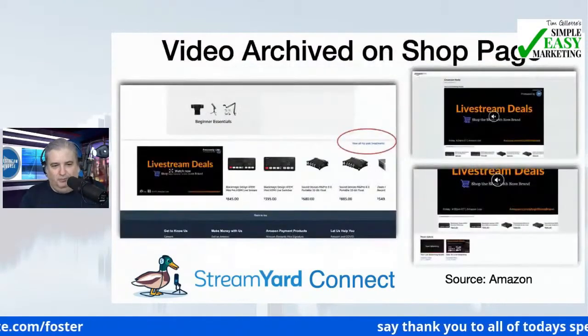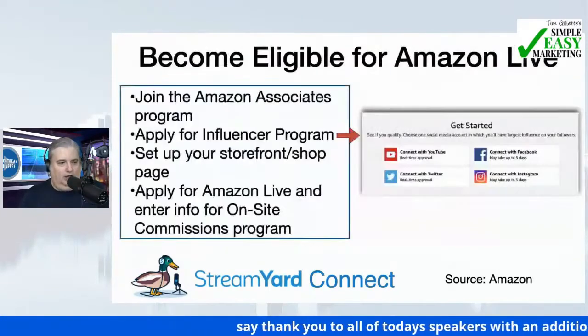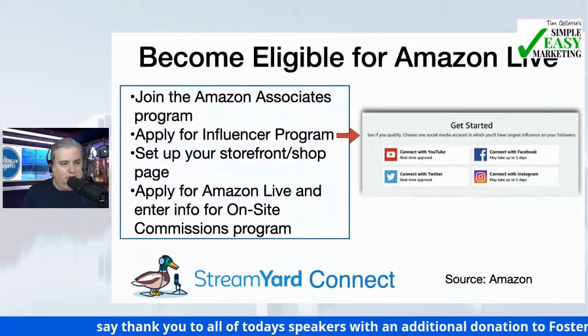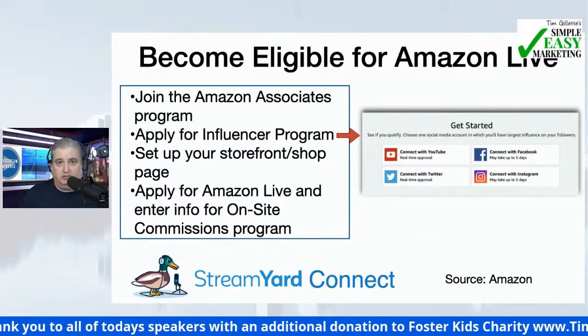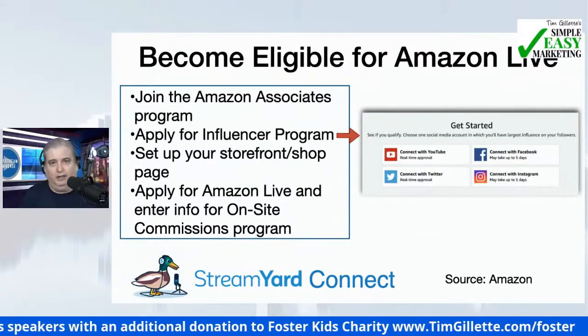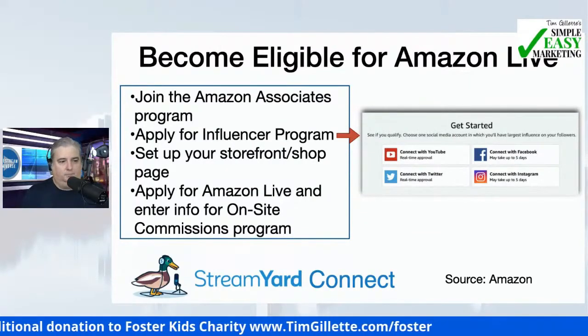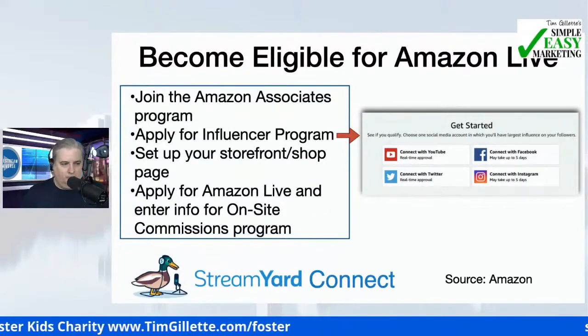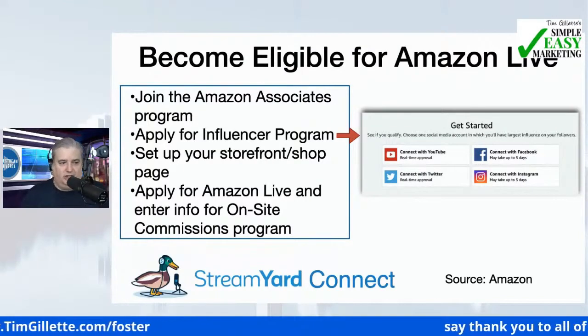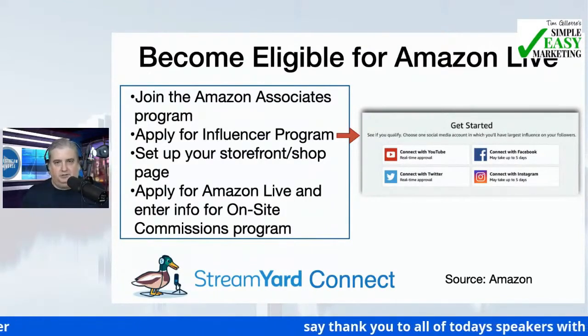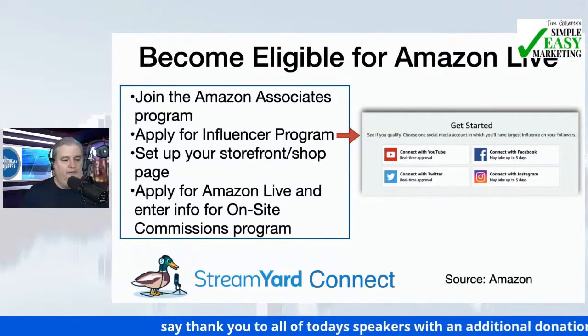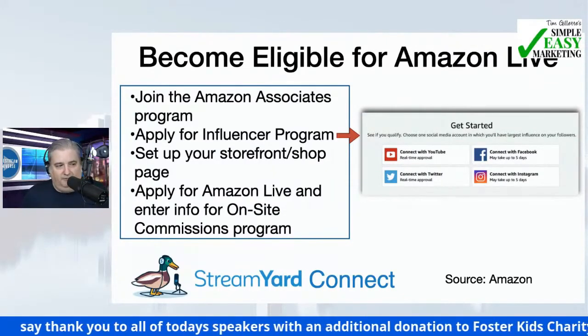Okay, so let's move back to here. So let's say you're in the associates program. You want to get Amazon Live. You apply for the influencer program. And once you get that, you set up your storefront, your shop page, the page that I just showed, and then you can apply for Amazon Live.